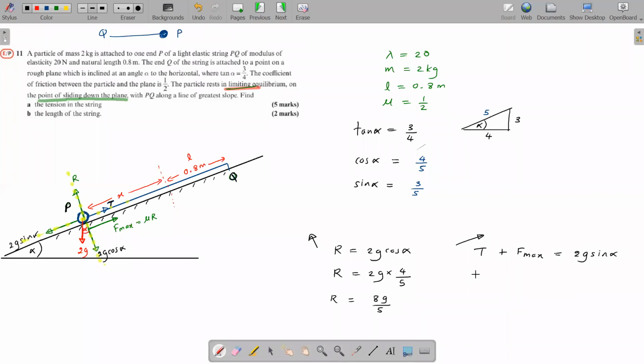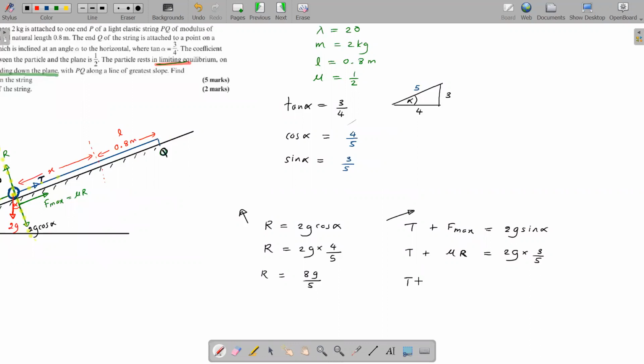So tension plus what about F max? F max, we are supposed to find tension. I want to make tension the subject. Who is F max? F max is mu R equals 2g sine alpha. Let's input the value, sine alpha 3/5. Shall we find the tension in terms of g? When you have g, it's better to get the answer in terms of g. Otherwise, when you use g as 9.8, you'll give your answer to 2SF or 3SF. Okay, so let's give it in terms of g.